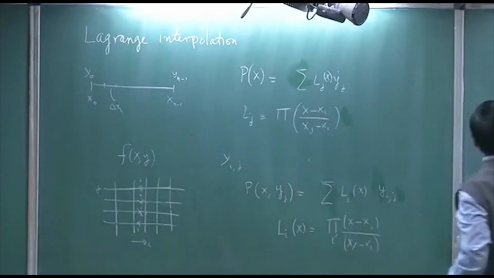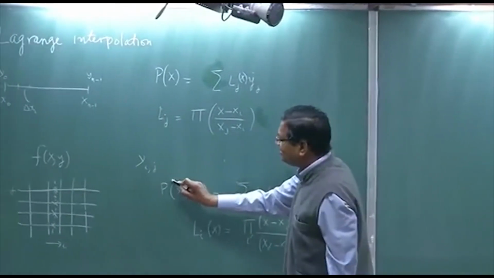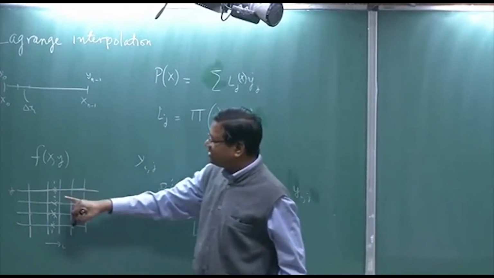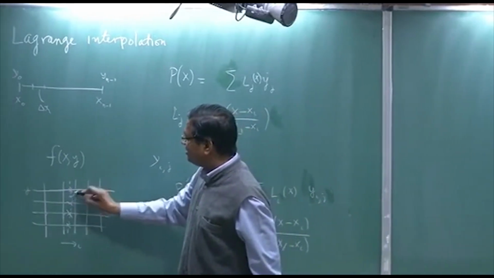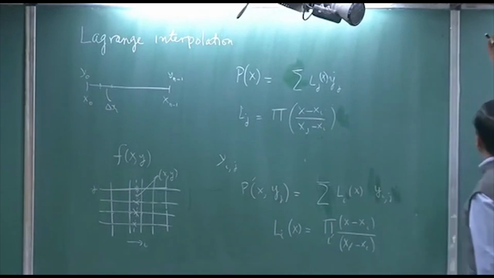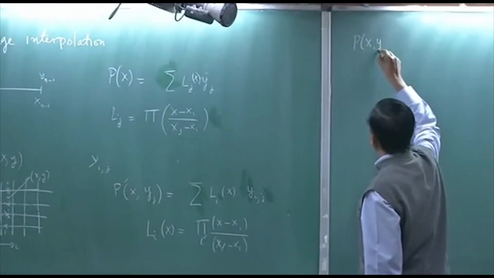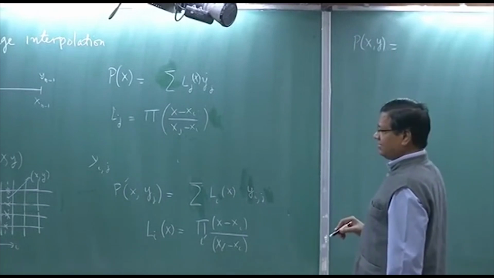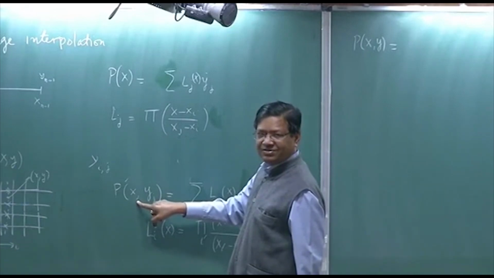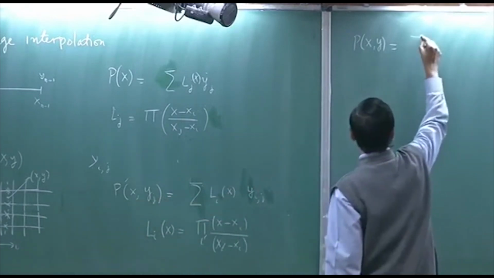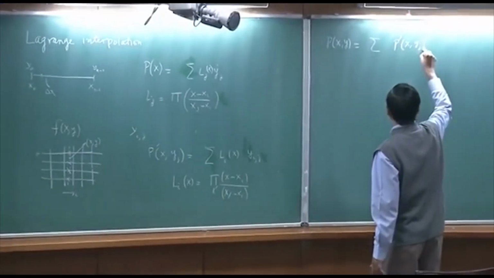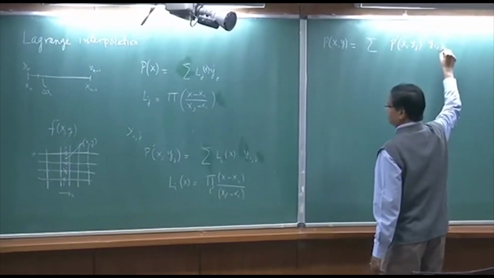So we can call it p prime. This is intermediate. It's not the full function I want. I want to be able to interpolate at any point in between. So this is a point x. So p of x comma y will be, now I'll use this function to interpolate, the sum of p prime of x comma j times y i comma j.